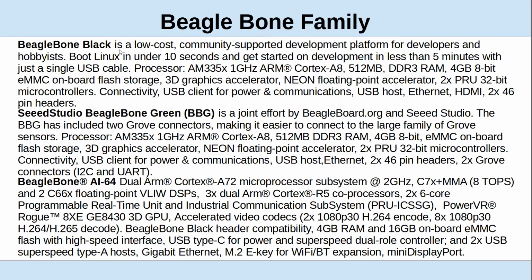The family is the Black, that was really the first one I was aware of and the lowest cost. There's the BeagleBone Green, which everybody had to get on the green thing. The big difference is on the Green, it has Grove connectors.